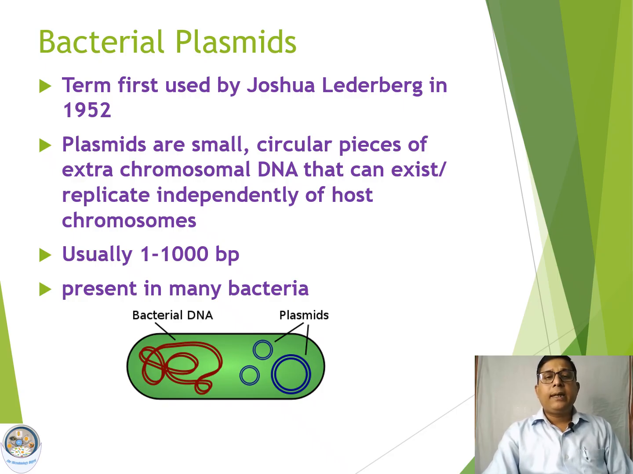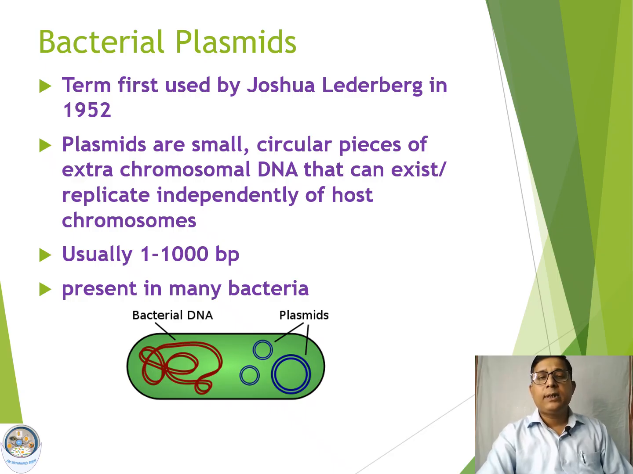The size of plasmids may range from 1 to 1000 base pairs, and many bacteria, as I said, carry plasmids. In the diagram, you can see plasmids illustrated. This is an extra chromosomal component, a circular piece of DNA present in the bacteria, which can replicate independently of the bacterial DNA.